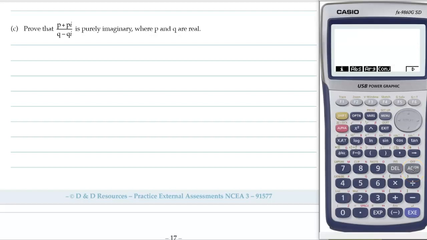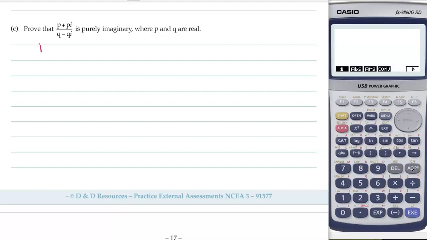Okay, let's prove that this thing is purely imaginary. So it means that we're going to rationalize the denominator and hopefully come up with something that only has i's attached to it. So let's start with (p + pi) over (q − qi). To rationalize the denominator, we will multiply by the conjugate of the denominator. So we need q + qi.